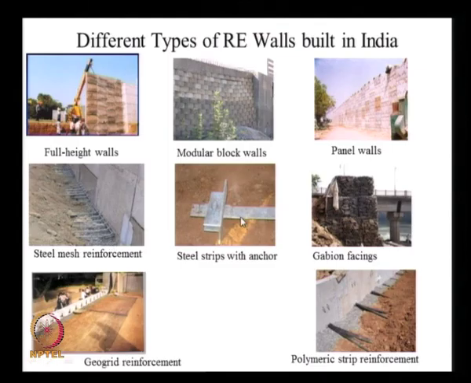And here we see an example of a steel strip being used as a reinforcement along with an anchor, so that the higher pull out capacities can be mobilized. And here we see a geogrid being used as a reinforcement layer, and in this picture we see the gabions, the stone filled metallic gabions used as facing elements. And here we see another example of a retaining wall with facing panels, but with polymeric strips. And so we can see that a variety of reinforced soil retaining walls were built in India.